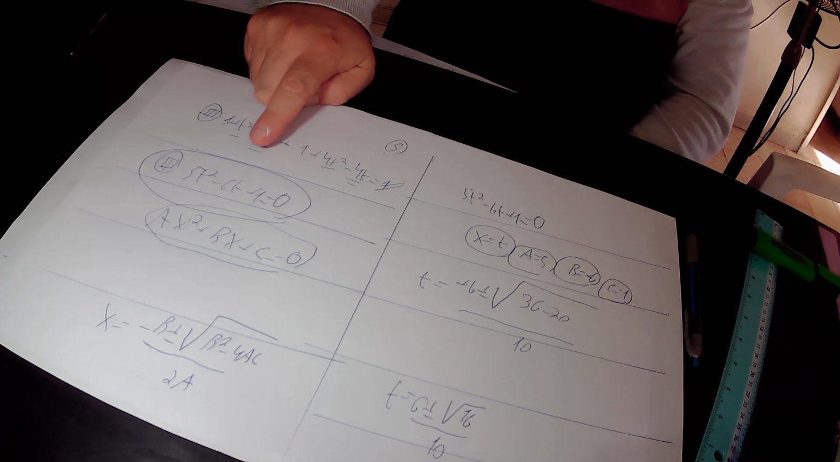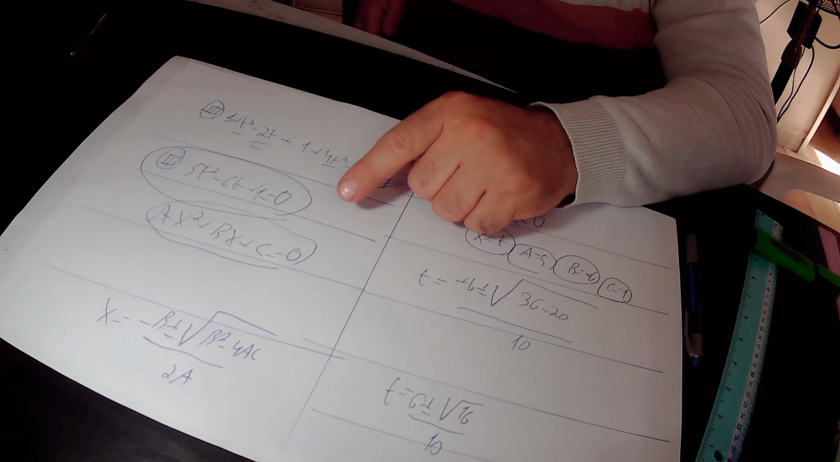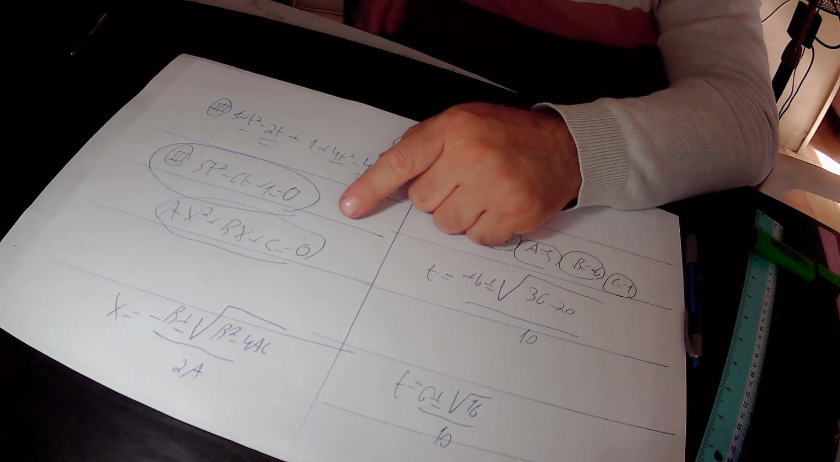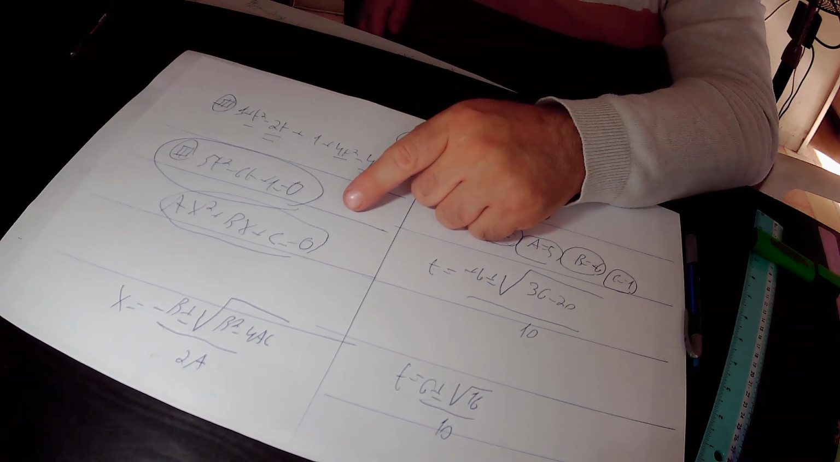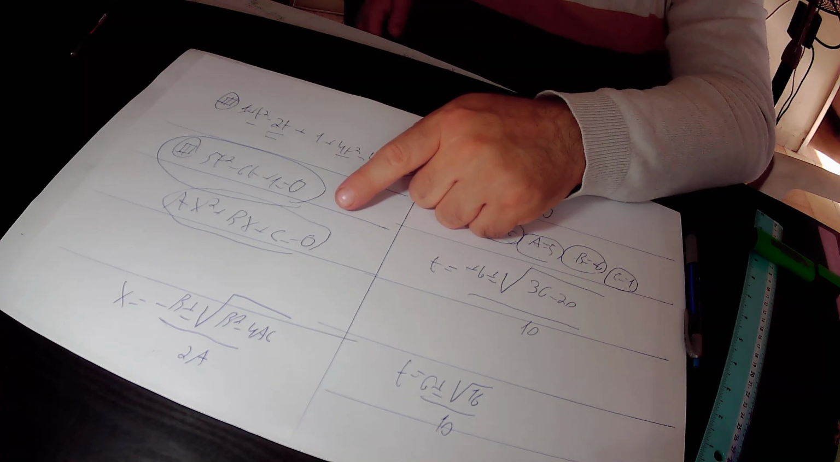So this is a quadratic equation, and the general formula for a quadratic equation is ax squared plus bx plus c equals 0. In this general formula, a, b, and c are the coefficients of the quadratic equation, and x is the variable that we are looking for. We find the value of x according to the following formula.